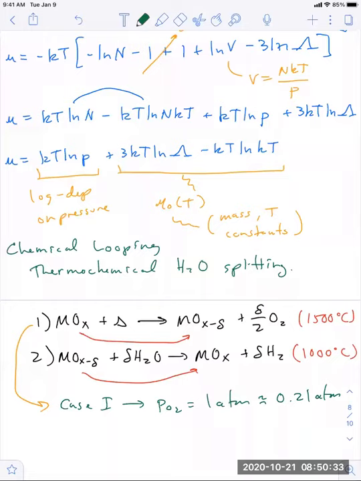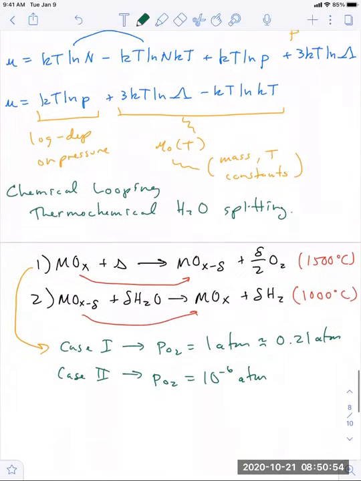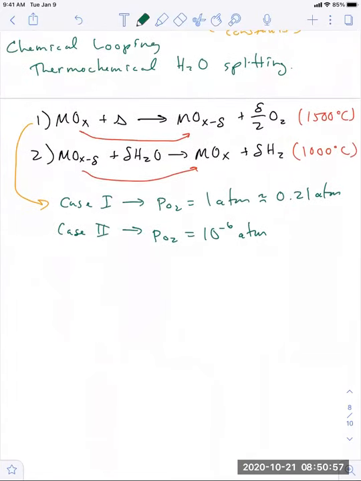Or we could consider case two, where we're removing oxygen from the system. So some systems can get oxygen down to, say, 1 part per million. So 10 to the minus 6 atmospheres. We might do this in practice by just flowing a lot of nitrogen into the system while we run this reaction, or we could be pulling a vacuum to remove all of the gas particles. And so how does that help us in terms of these reactions?